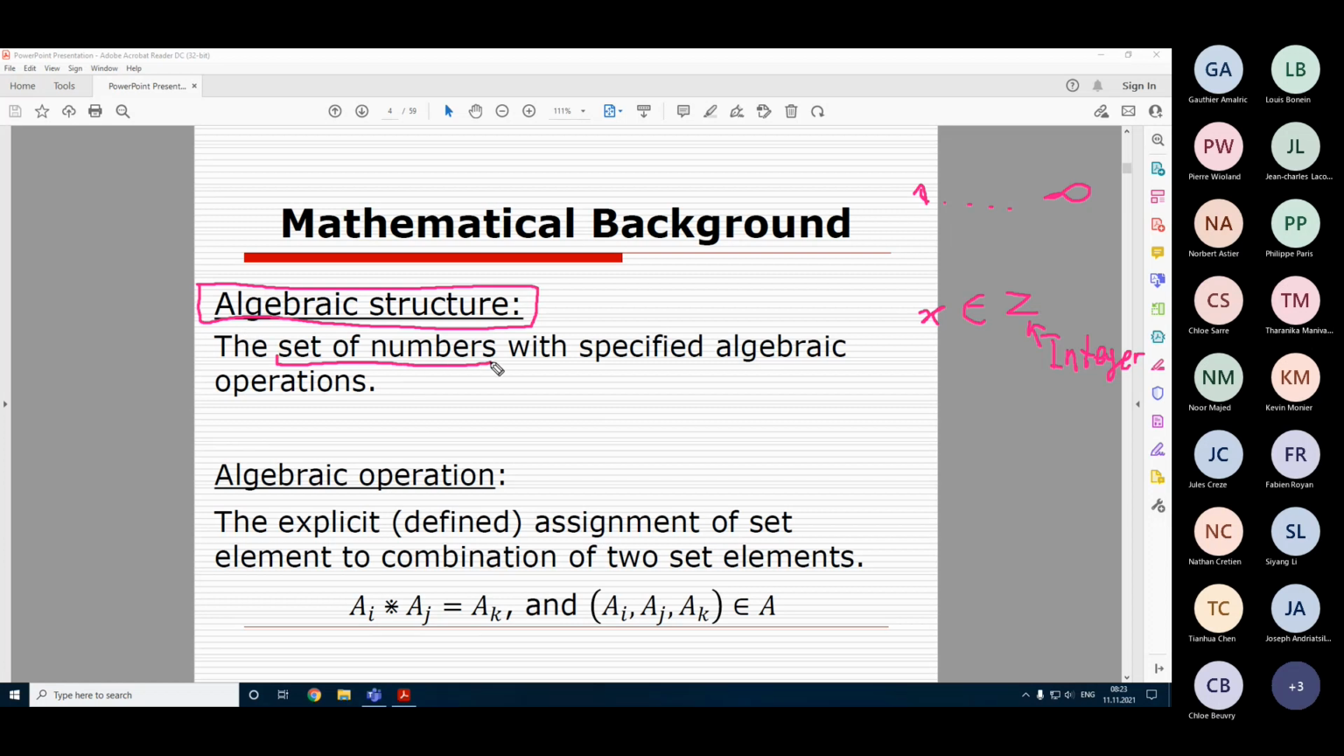If we add to this set of numbers some algebraic operations such as adding, subtracting, and so forth, then we get an algebraic structure. Basically this is still the set of numbers, however it also has specified mathematical laws by which we can take two components of this set, both the i and j components belonging to the set A, and as a result of this algebraic operation we get some kth component, which also belongs to this set of numbers. This is a strictly defined assignment, meaning that each time we perform this operation with these two set members, we always get the same result. It's not random, it's predefined.